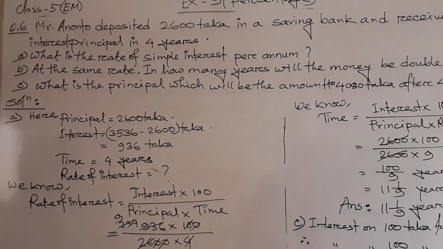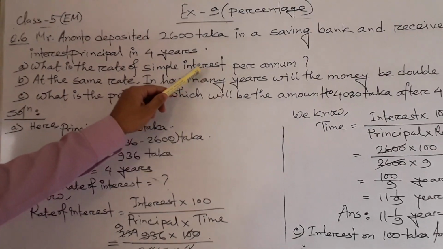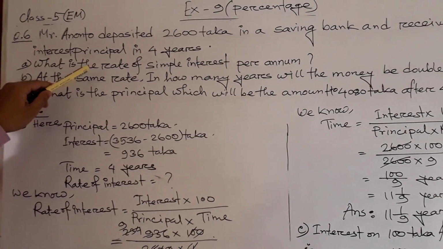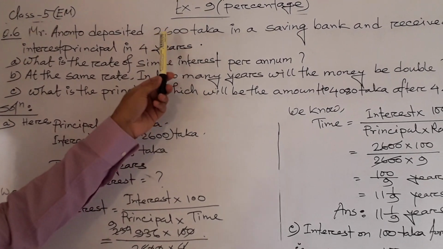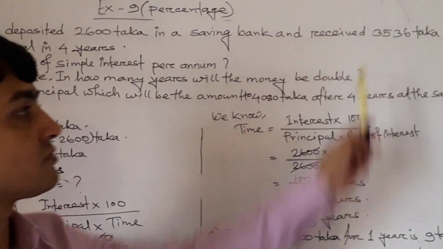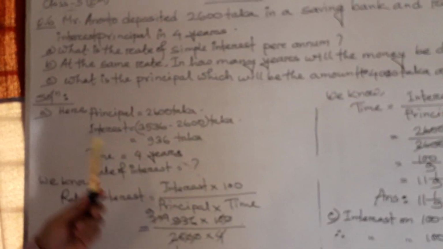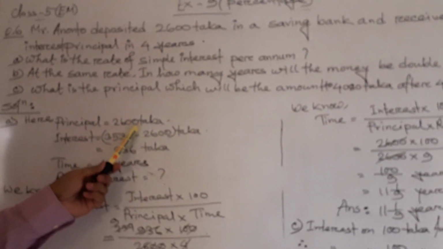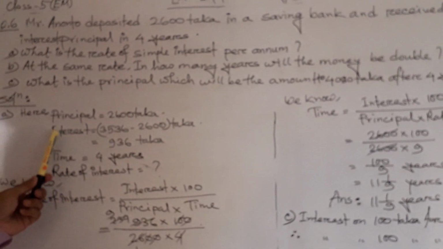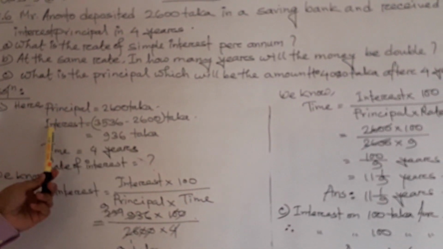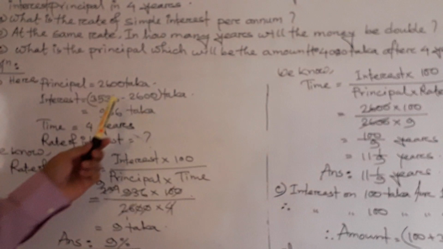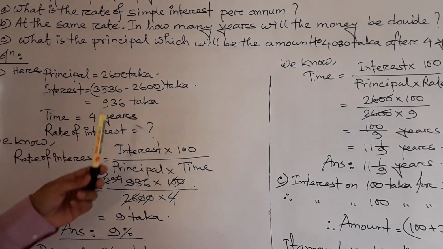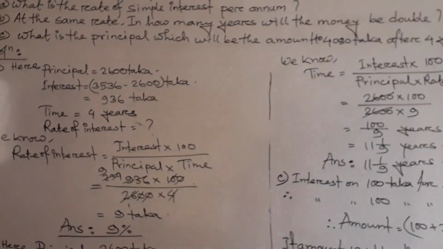Now we solve question number A. What is the rate of simple interest? Rate of simple interest means rate of interest. So here the given conditions: the principal is 2,600 taka and amount is 3,536 taka. Now we find the interest. Interest equals amount minus principal. Here amount 3,536 minus 2,600, that is the principal. Now 936 taka is the interest and time is 4 years.